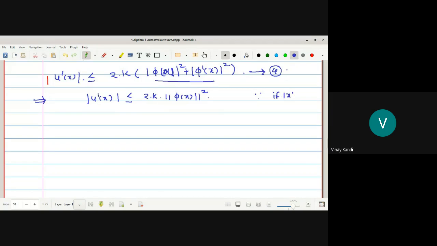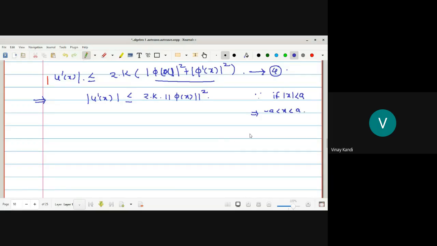If mod x is less than a, then it implies that x is running from minus a to a. Suppose mod x is less than 1. So what are the possibilities of x? x running from -1 to 1. You can take values from -1 to 1. Okay, we have one result, this one. If mod x is less than a, then x is running between -a to a.